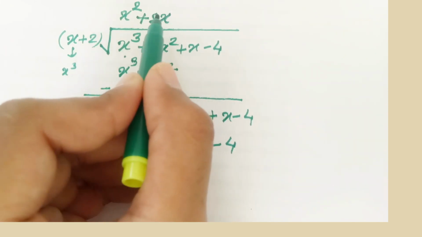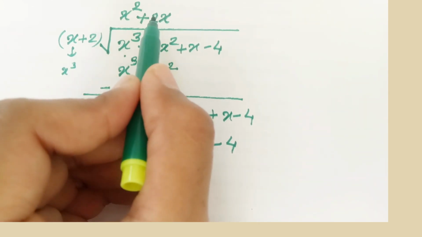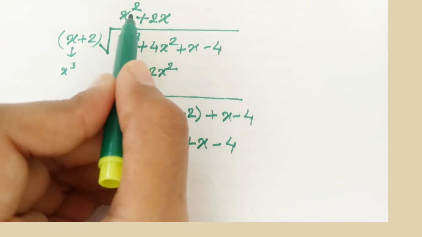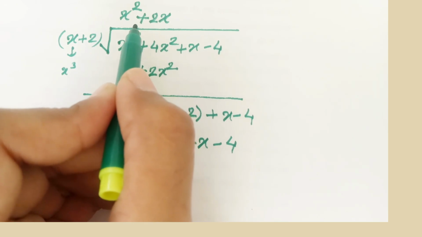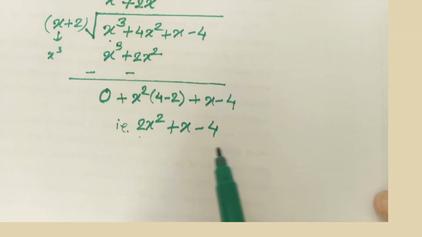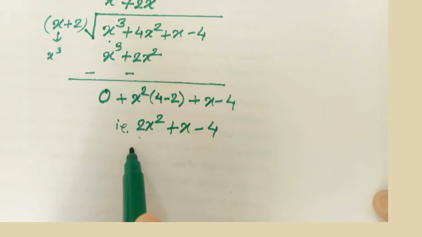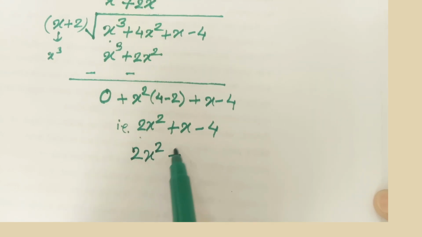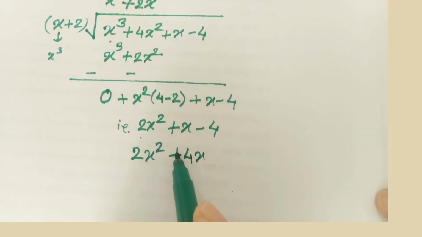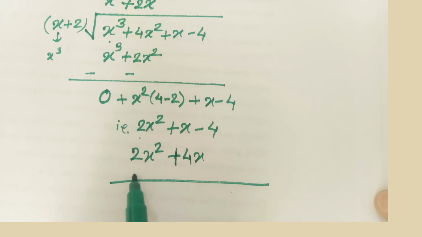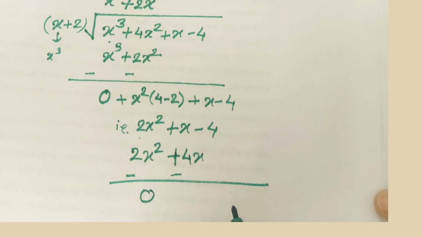Next, for separating the terms we are using plus. Here first we multiply x squared, then twice x, so separated by a plus symbol. So therefore we multiply the whole term by twice x, then we get 2x squared plus 2 into 2, that is 4x. Now subtract this term. Here twice x squared is similar, then the subtraction is 0.